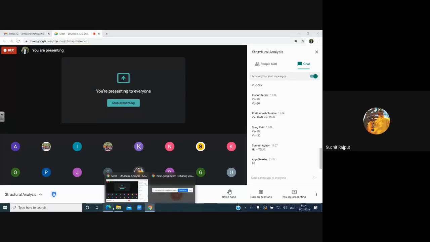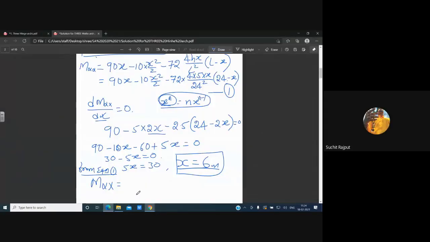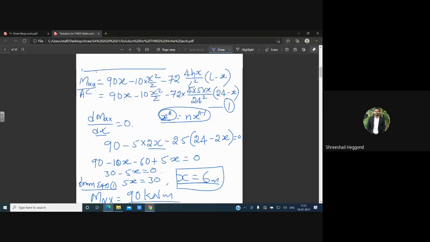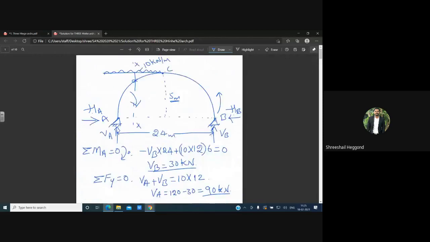Okay. Now you need to find out. This is Mxx for the first portion, that is AC. This is for the AC portion. Okay. Similarly, try to calculate for the DC portion. This is the DC portion. Consider the XX section.